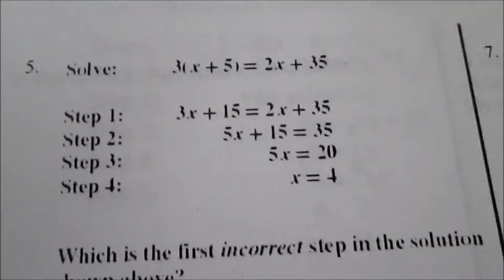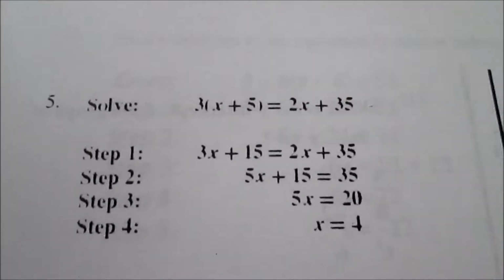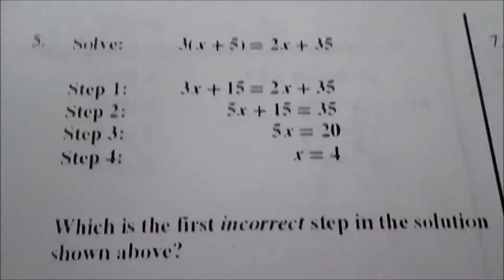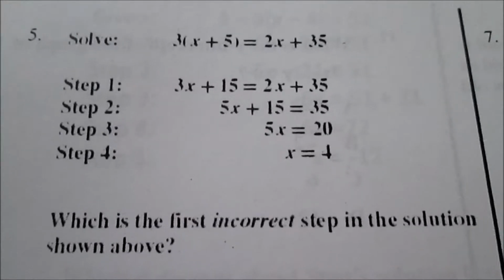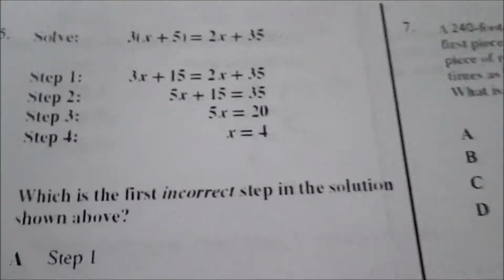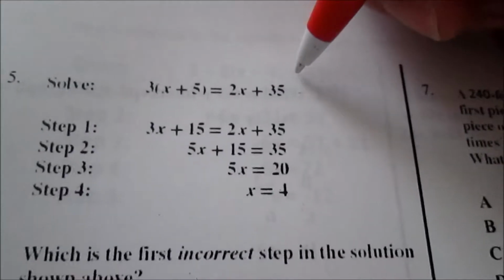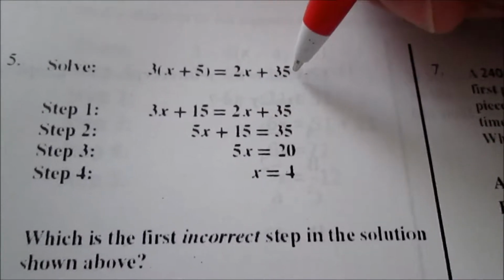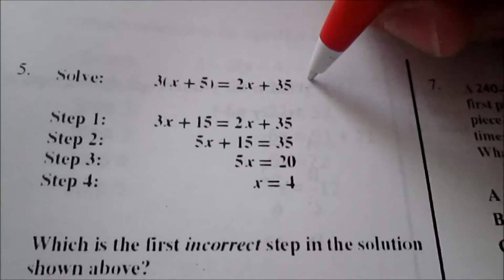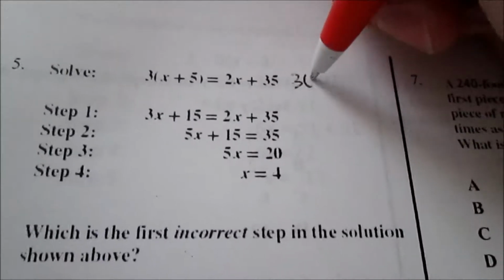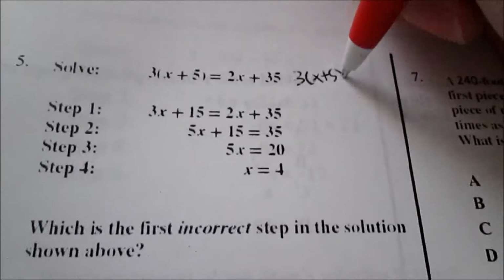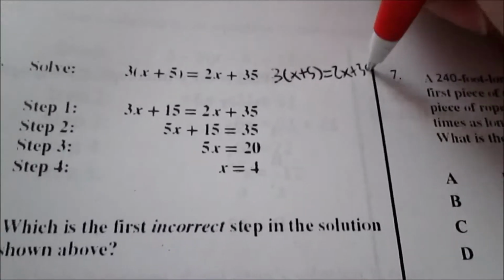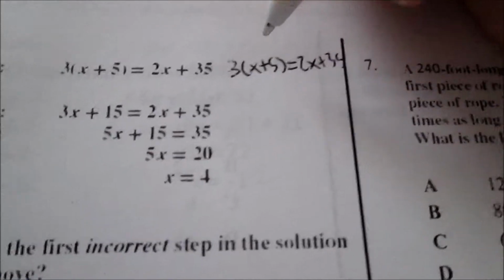Alright, continuing on with the practice Algebra 1 test part 2, starting with question number 5. The question says, which is the first incorrect step in the solution shown above? How I would approach this is just try to do it myself first and then compare it. So I'm going to write the original problem again, and I'm going to try to squeeze it in right next to the printed one, and go ahead and work through the steps myself and then compare later.